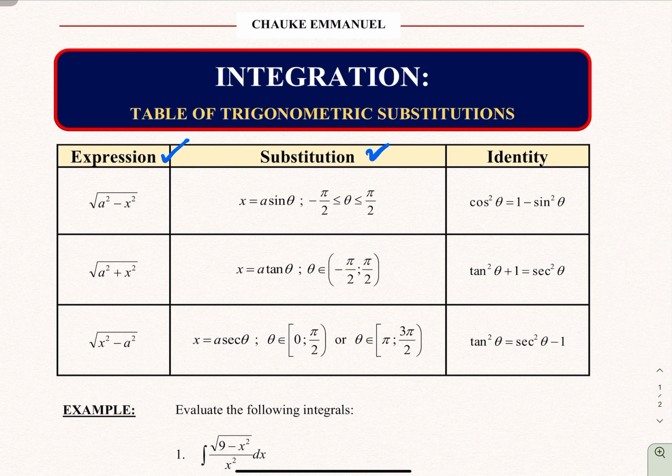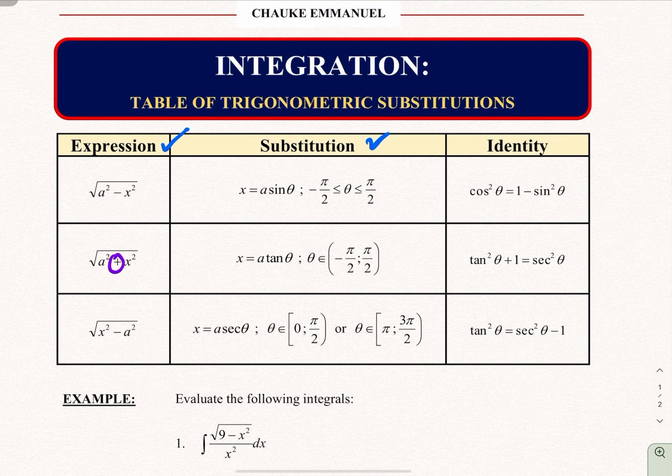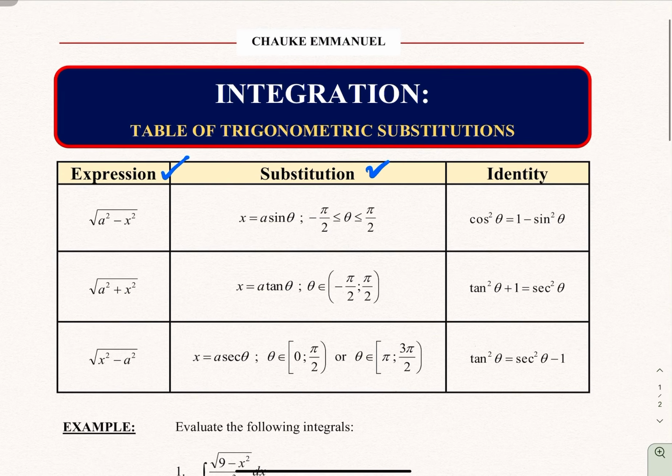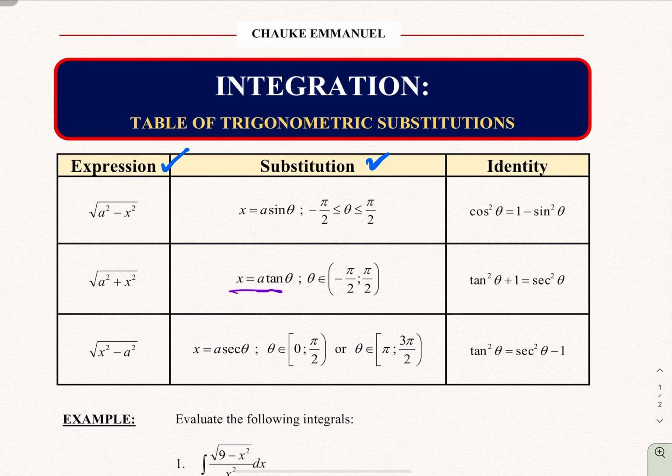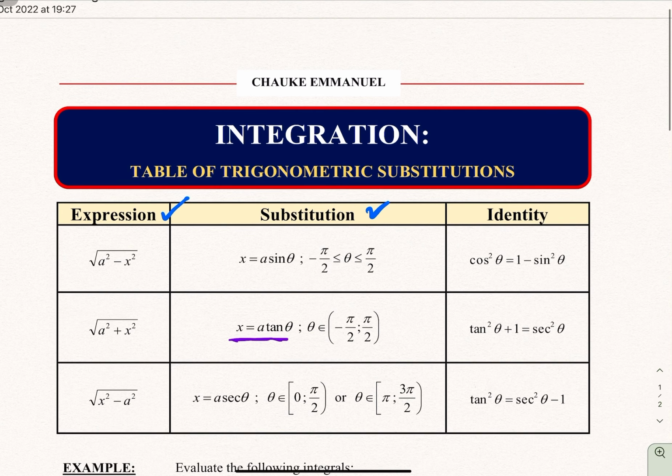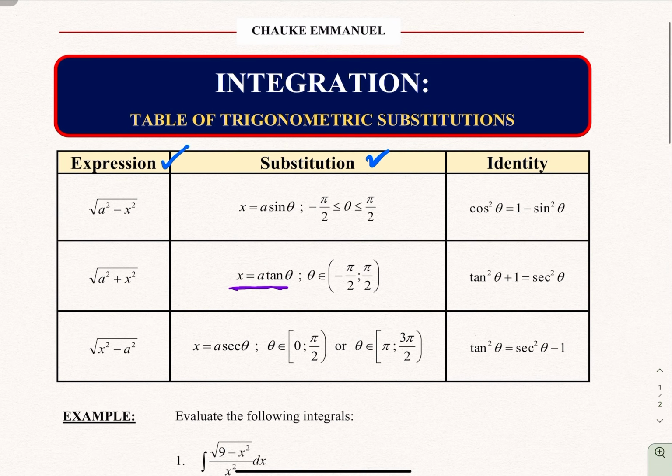All right. Now, the second one is that you're going to have the situation, but this time around, it's positive in between. So we are going to have a different substitution: x equals a multiplied by the tangent of theta. But remember that theta is the angle. So this theta should be defined between the first quadrant and the fourth. But this time around, these angles are exclusive on the premise of the fact that tangent is not defined at those angles. That's why they are exclusive.